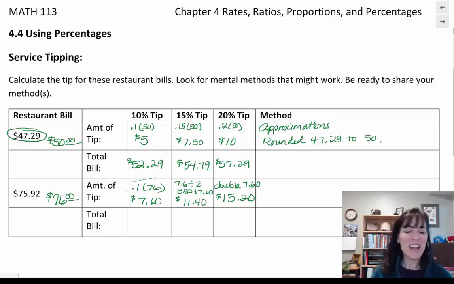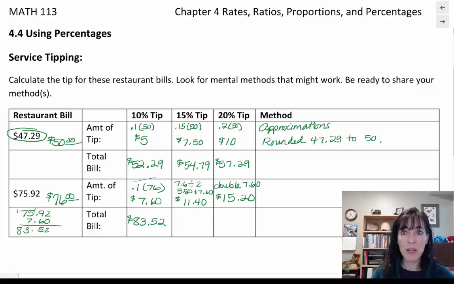I bet you can. Now, to find the total bill, we'll add up the $7.60 to the $75.92, so I can write it out if I want. 75.92 plus $7.60. I add just like normal. The 9 and the 6 give me a 15. And when I add those two, I'm going to get 13. And then the 7 and 1 will give me an 8. So my total bill for this first one is $83.52.